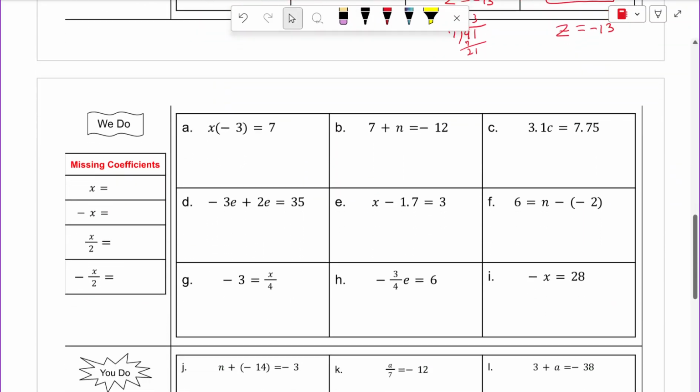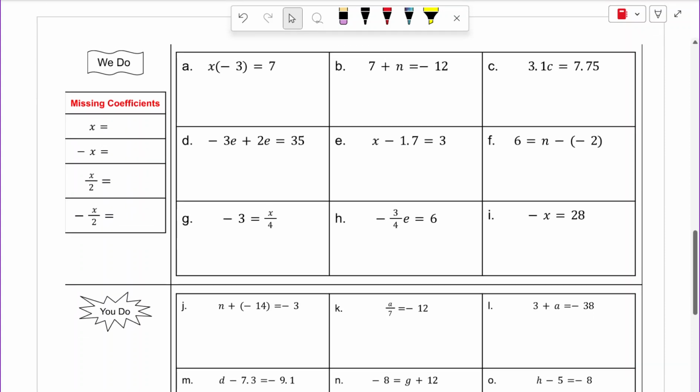All right, turn your paper over, and now it is time to get into it to make sure you know how to do these. There's a lot of them, so it's a lot of practice, which you need. All right, let's go ahead and start in the margin. It says missing coefficients. Highlight that. It's a little extra here that you need.